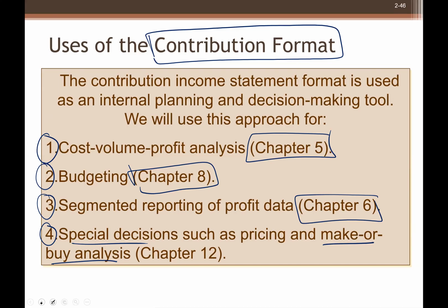The important usage for the contribution format approach is that it can be used in cost volume profit analysis, budgeting, segmented reporting of profit data, and then used in special decisions, for example, pricing and make or buy decisions.